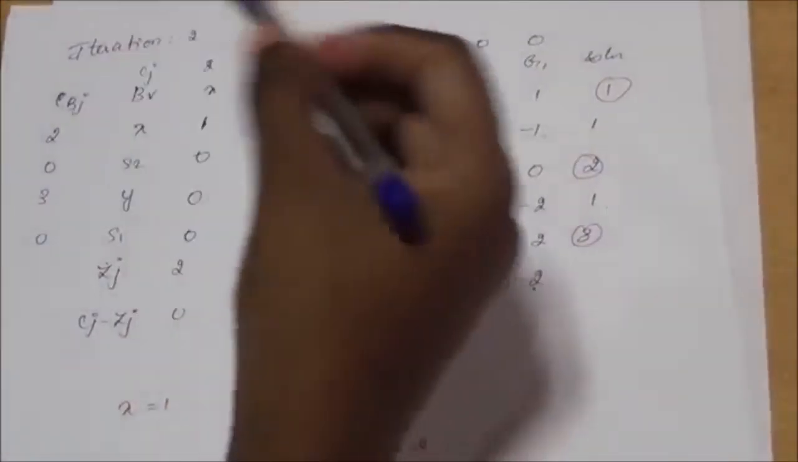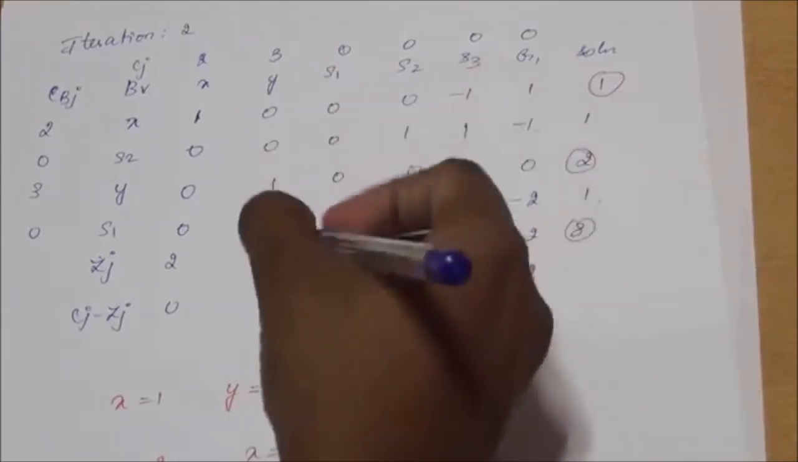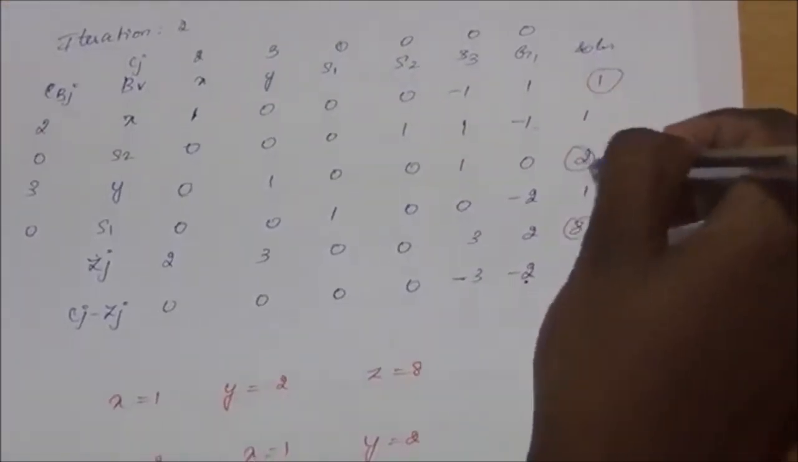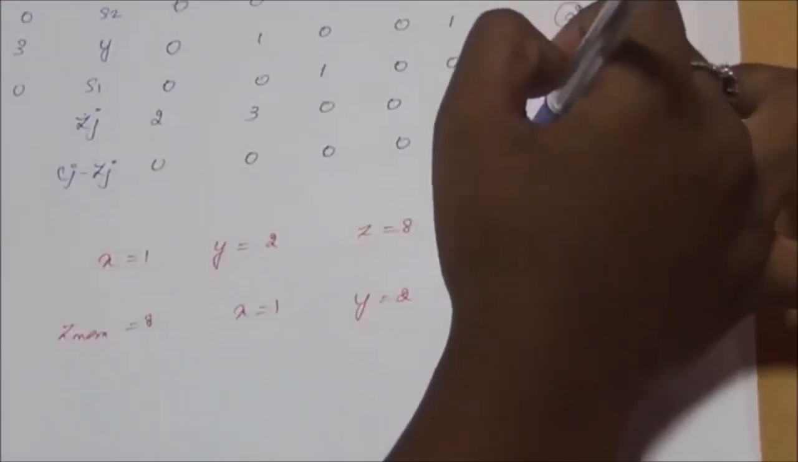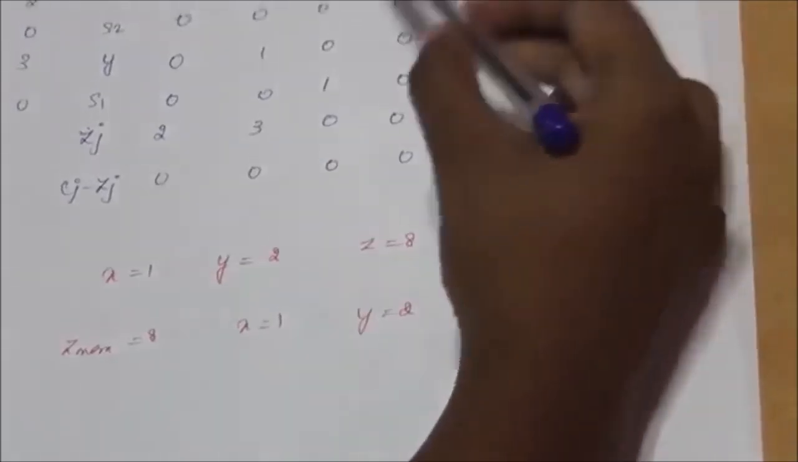So we go on for the next iteration 2, which is the same as the simplex method process. We have to do all the calculations, and finally we get the Cj minus Zj values less than or equal to 0, and all the solutions are also positive and they are all integers. So the iteration stops here, and the final value for x is 1, y is 2 and z is 8.